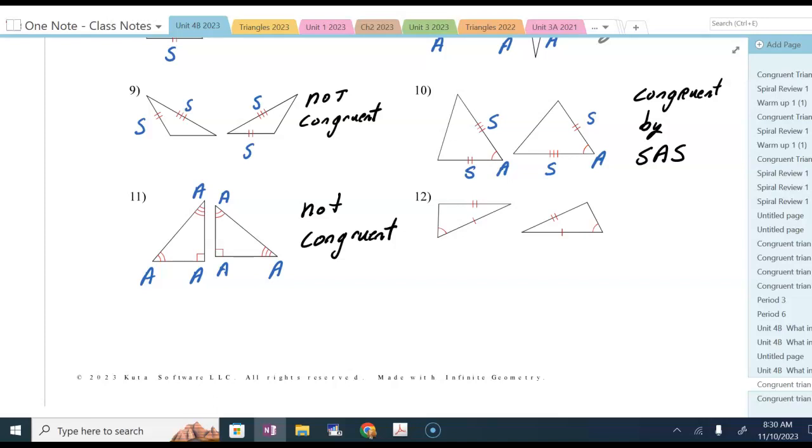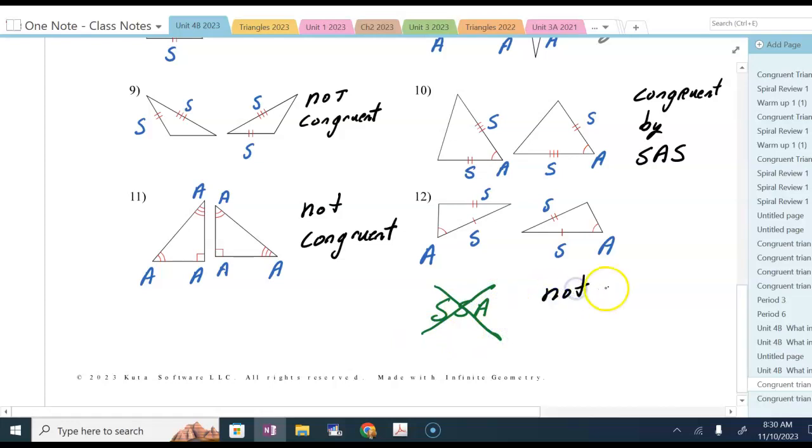And then in the last example, we have an angle, a side, and a side. In the other triangle, we have an angle, a side, and a side. And in class, we talked about side-side-angle is not one of the methods that work. So these two triangles are not congruent.